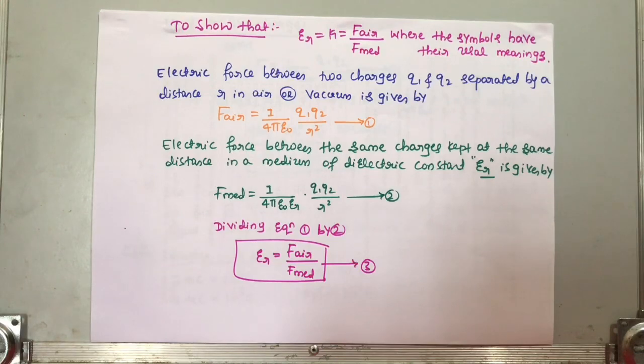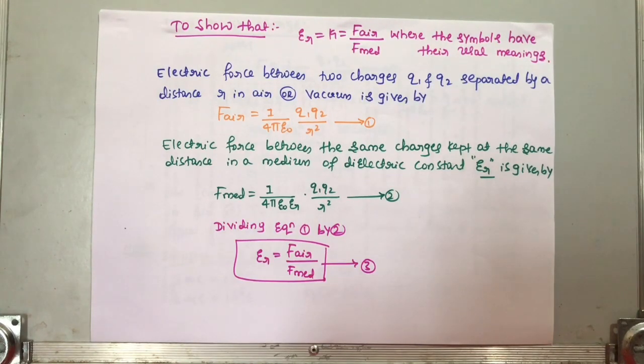Epsilon naught means it is the permittivity of the free space. Epsilon r means it is the relative permittivity or dielectric constant. F medium is equal to 1 divided by 4 pi epsilon naught into epsilon r into Q1 Q2 divided by r square. Epsilon naught means permittivity of the free space, epsilon r means the relative permittivity or dielectric constant. Here, permittivity means it is the property of that medium which determines the electric force between two charges situated in that medium.